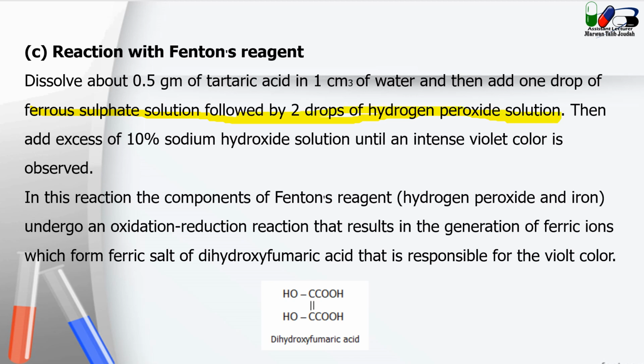So we make two solutions and then mix them together or use them separately. Then add X of 10% sodium hydroxide solution until an intense violet color is observed. In this reaction, the components of Fenton's reagent, the hydrogen peroxide and iron, undergo an oxidation reduction. It is a redox reaction, removing electrons and gaining electrons by the other molecules.